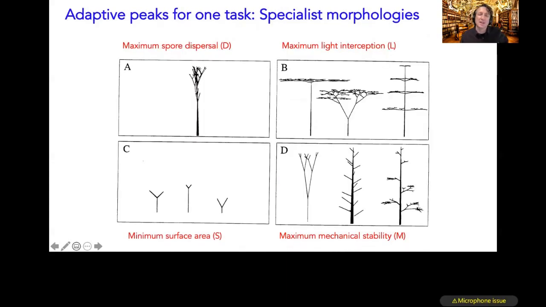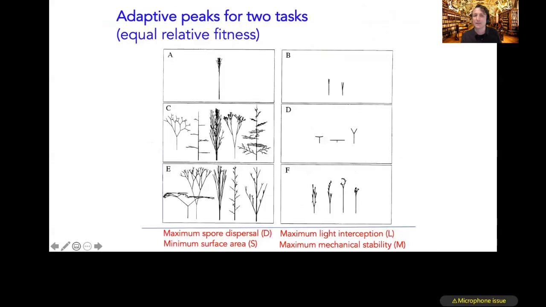So you could then say, well, what if natural selection specialized for one task, such as spore dispersal, or light interception, or minimizing surface area to minimize desiccation, or maximizing mechanical stability? From such simple beginnings, you could have selection lead to these different phenotypes. So these are adaptive peaks on our fitness landscape that specialize in one task. These are specialist morphologies. But natural selection could also maybe select for two tasks, right?